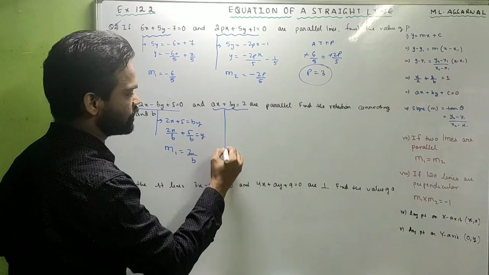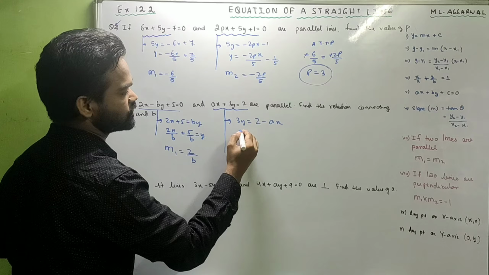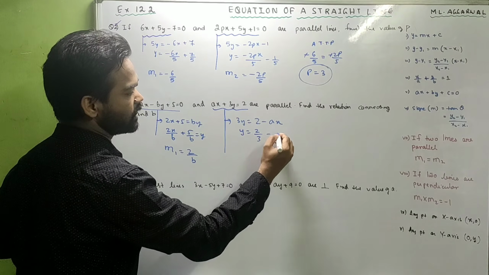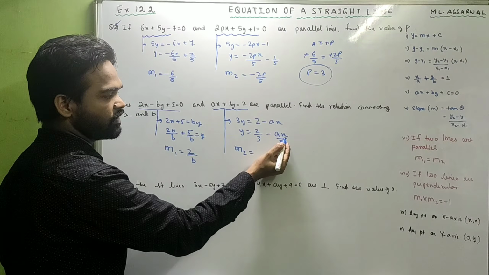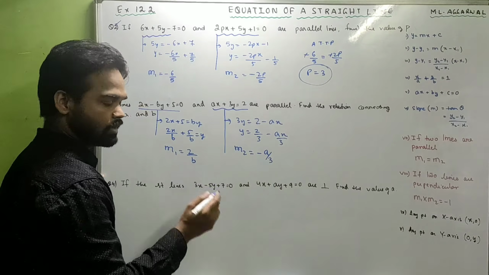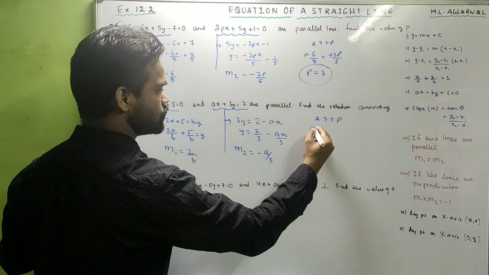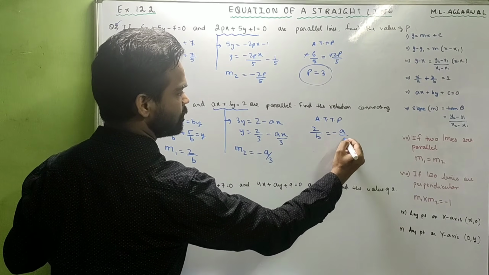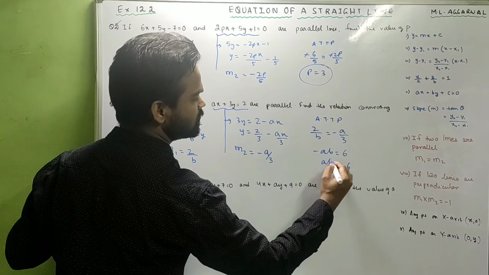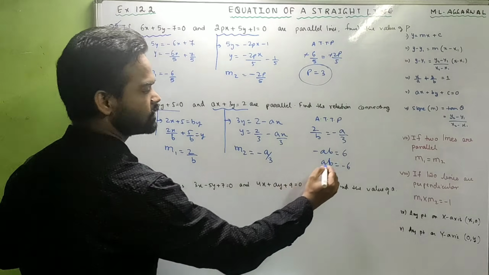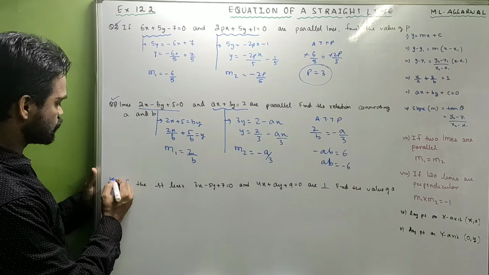Now this line, if you look carefully, 3y is equal to 2 minus ax, which means y equals 2 by 3 minus ax by 3, which means the slope m2 is equal to the coefficient of x, which is minus a by 3. Now they will be equal. So according to the problem, we can say 2 by b is equal to minus a by 3, which means minus ab equals 6. So I can write ab equals minus 6. Isn't it? Am I clear? So this was the relation connecting a and b. Now look at question 4.